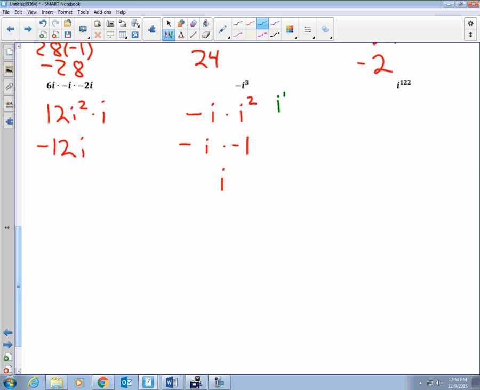i to the 1, i to the 2. i to the third is the same thing as i squared times i, right? It'll be a negative i. i to the fourth is the same thing as i squared times i squared, which is 1. i to the fifth would be i times i to the fourth, right? So i times i to the fourth is i. You get the same thing as that, right?